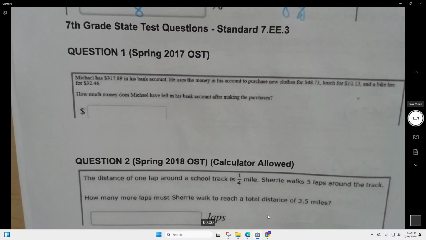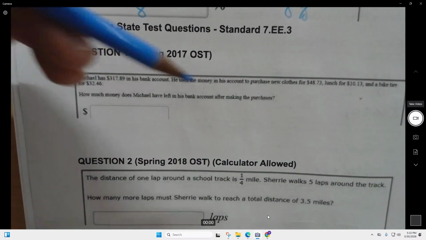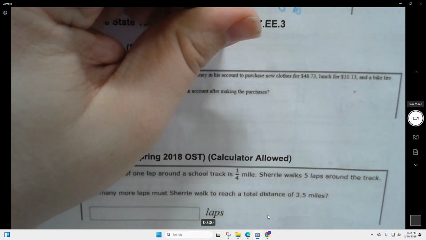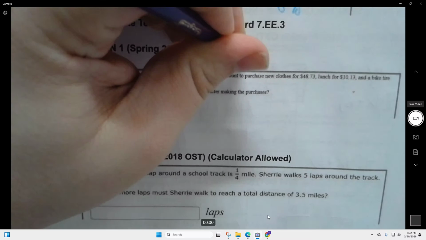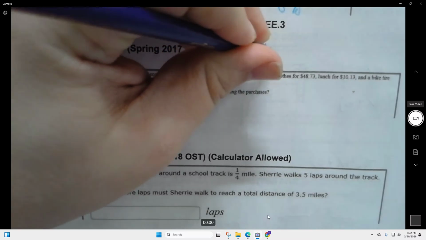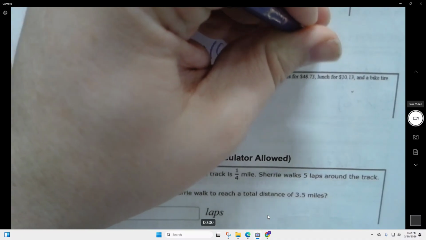We'll hop right in with question number one. It's from the spring 2017 OST. I forgot to mark it on here, but I should note that a calculator was allowed for this question. So, I would anticipate if they gave you a question like this on your OST this year, that a calculator would be allowed.